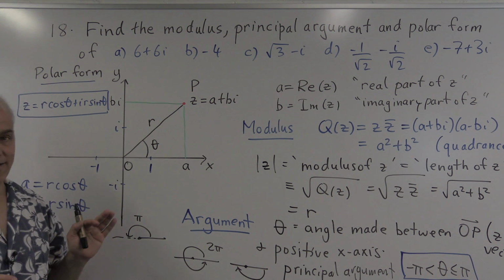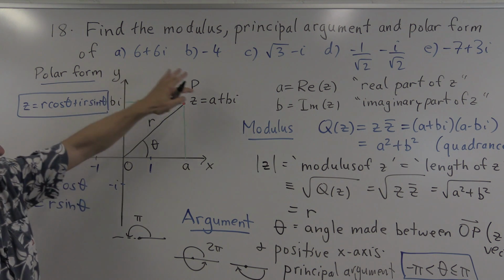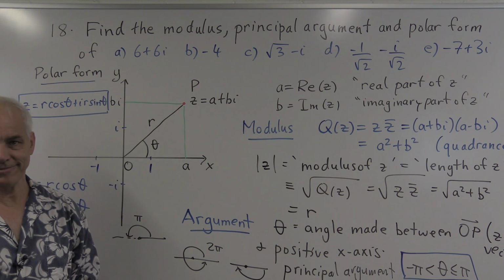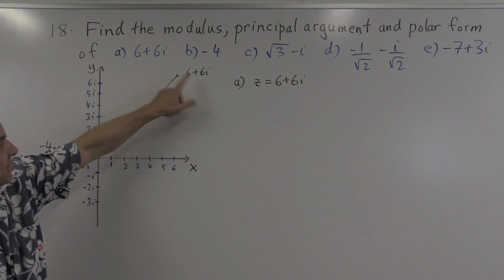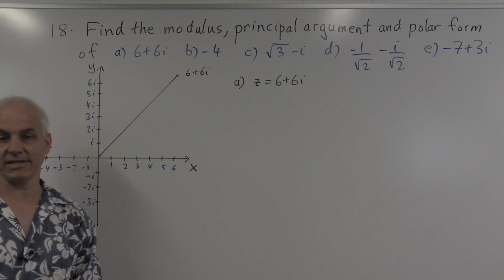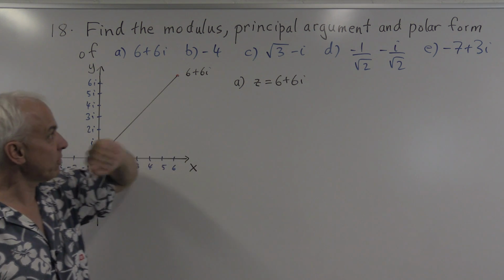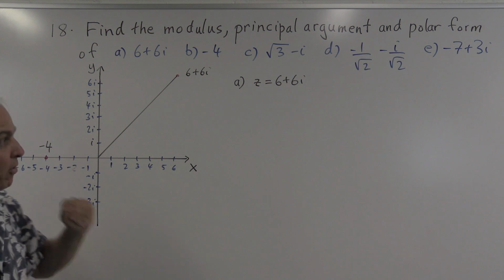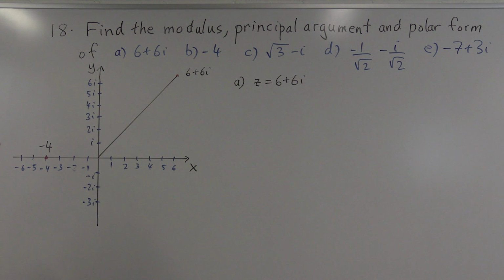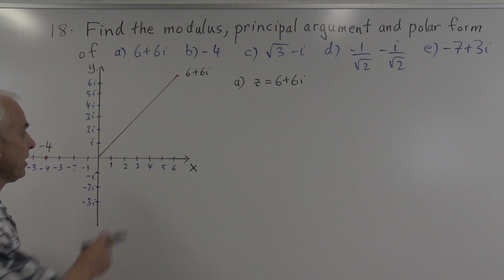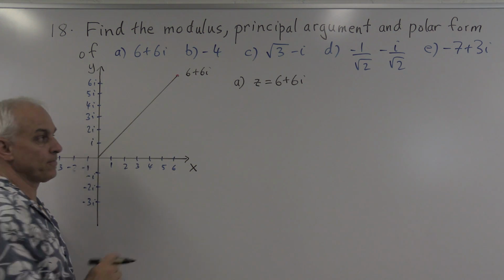All right, so that's a quick review of these three important concepts. Now let's have a look at what these things look like for these particular complex numbers. All right, so here's a diagram of the complex plane, and the scale is a little bit bigger here to accommodate this first complex number 6 plus 6i. Let's call it z. Okay, so we want to find the modulus, the principal argument, and the polar form for this complex number. Right, so what we have to do is we have to find the modulus first. In other words, the length of this vector.